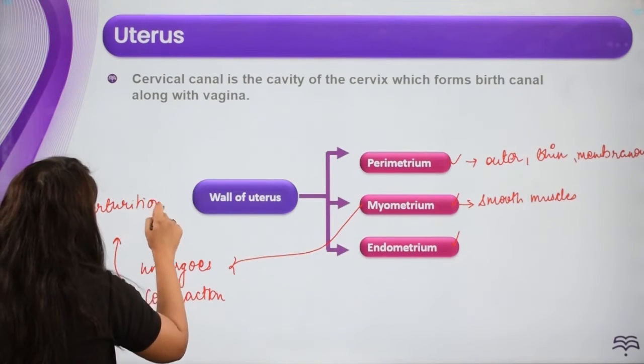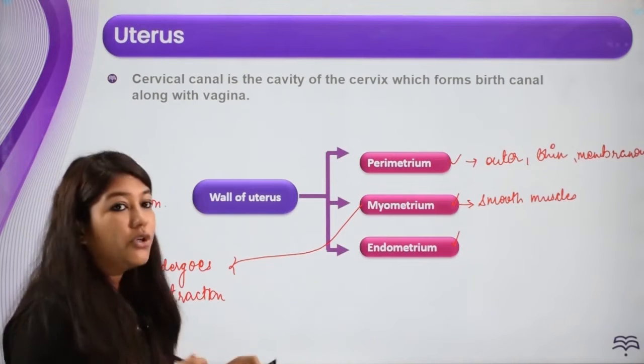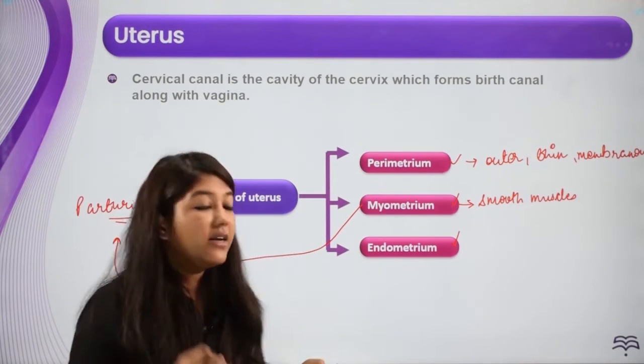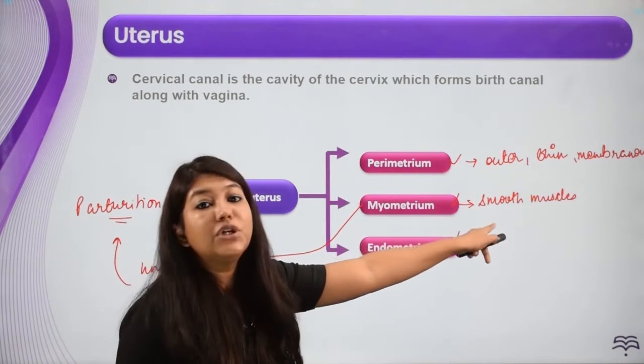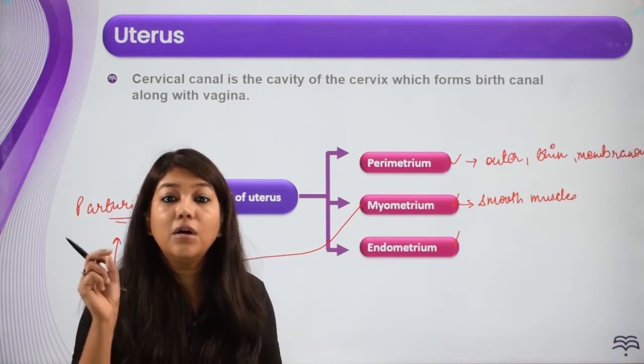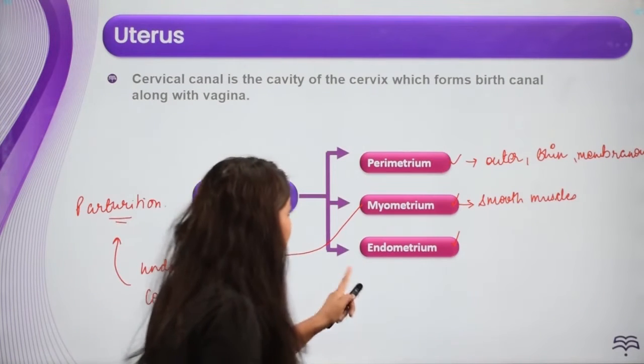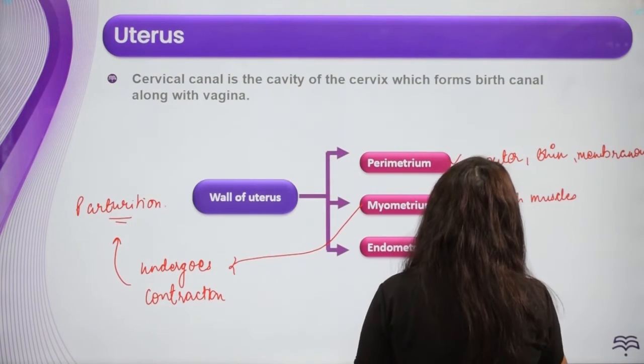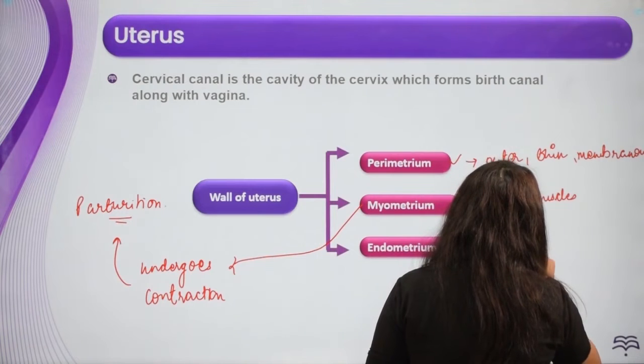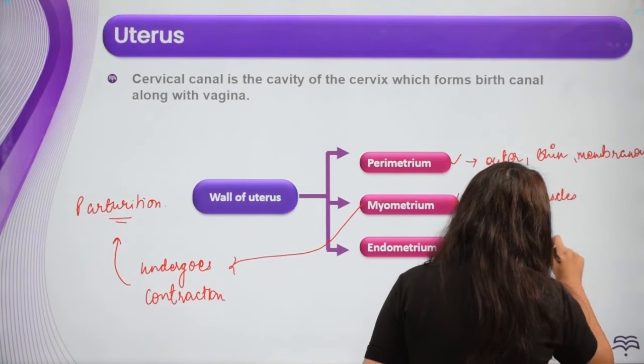Okay, when the delivery of the baby has to happen, the strong uterine contractions, where are they happening? In the myometrium, because here what are we finding? We are finding the smooth muscles. All right, then moving on to the endometrium. Endometrium is the innermost.